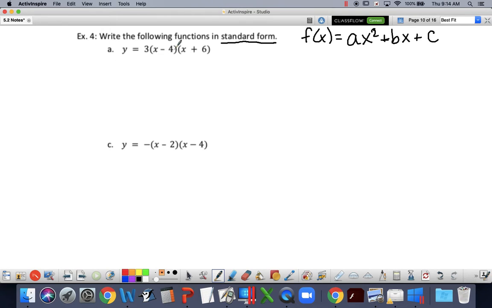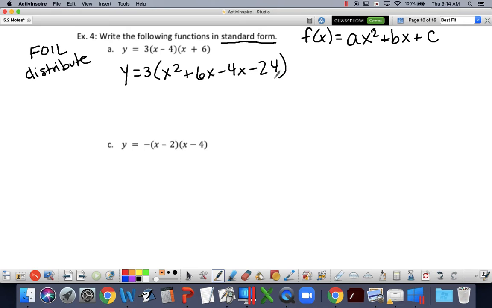When you start with intercept form, what you're going to want to do is you're going to FOIL and then distribute, or at least that's my recommendation. That's kind of where I see we make the most mistakes. So I'm going to keep this 3 outside, and I'm just going to kind of take care of the inside first. So I'm going to FOIL. I'm going to kind of do it all out, right? X squared plus 6x minus 4x minus 24.